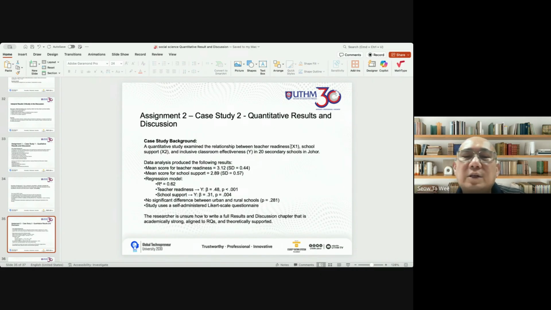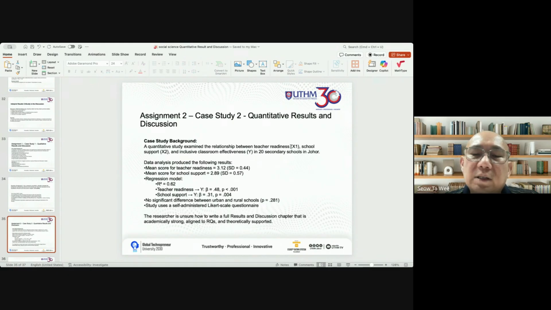0.57. Regression model R is equal to 0.62. So teacher readiness is 0.48, and the p-value is less than 0.01. Okay, school support p-value is 0.04. So no significant difference between urban and rural schools, p equal to 0.281.